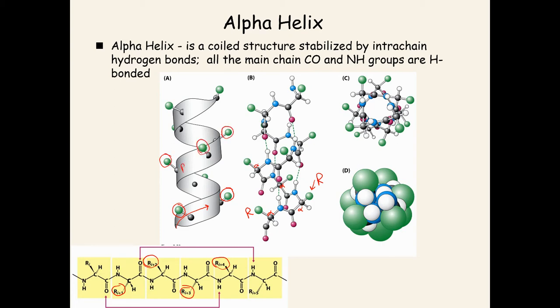So the ribbon is the backbone, and the backbone is N-C, C double bond O, N-C, C double bond O, and sticking out from that backbone are the R groups. Okay? So alpha helices are a very important secondary structure in biochemistry. And anytime we see the ribbon structures in a protein, you're going to think of this structure.